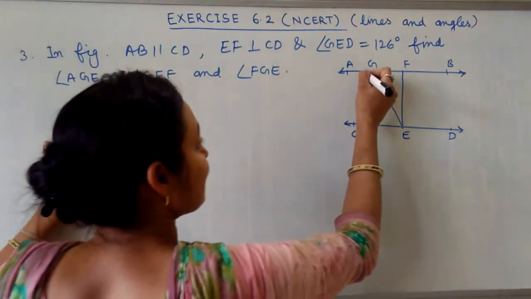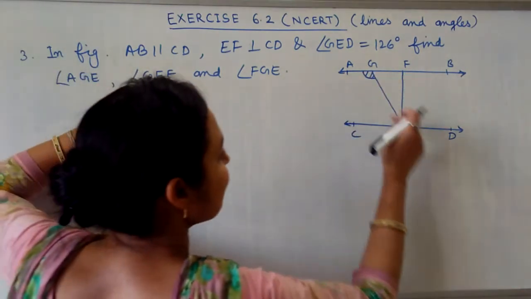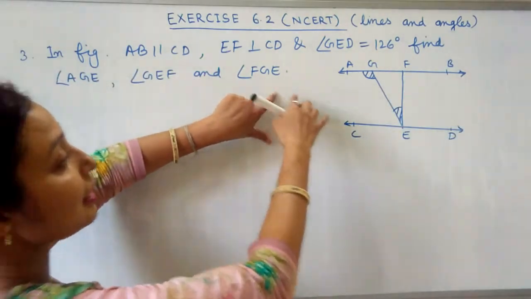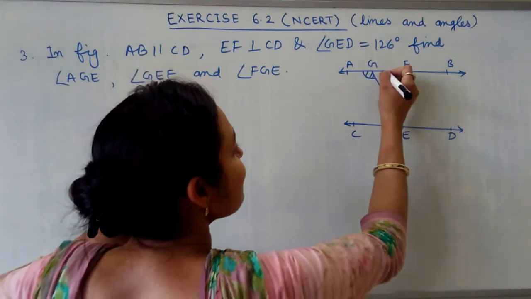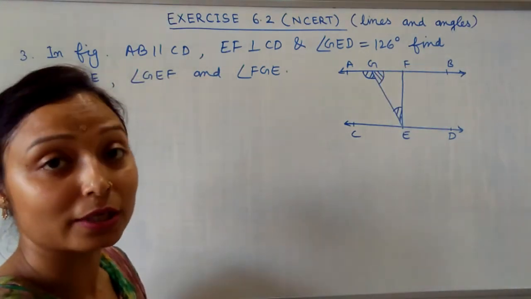First is AGE. This is the AGE. The second one is GEF. We have to find this angle. And the third one is FGE. So this is the third angle which we have to solve out. So we have these three angles to find out.